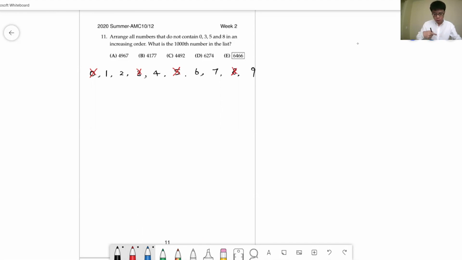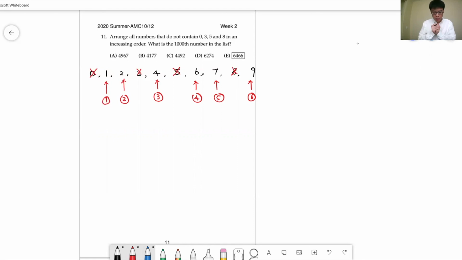Okay, we can basically arrange these in order. So 1 is the first number. Let me use this notation. 2 is the second number. 4 is the third number. 6 is the fourth number. And 7 is the fifth number. 9 is the sixth number. So we arrange these 6 digits in increasing order. And what's the 1000th number?